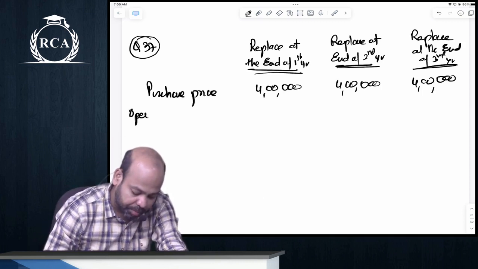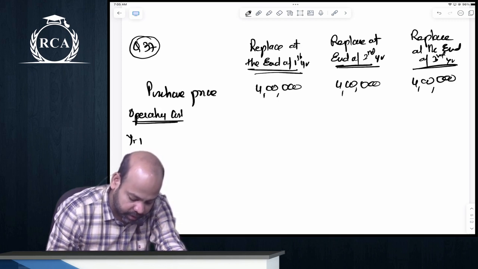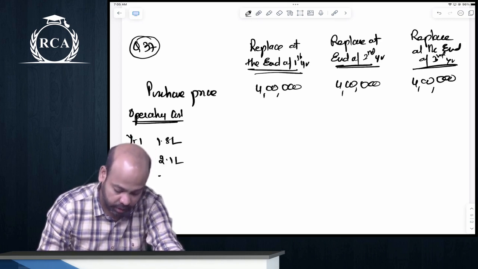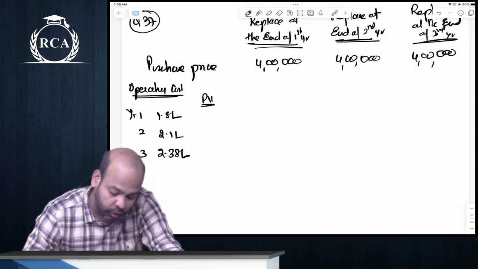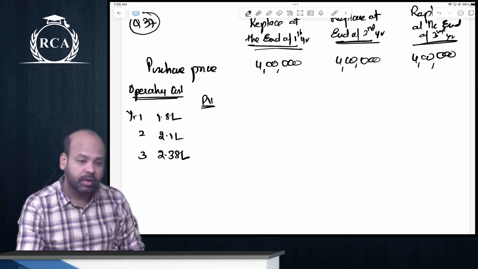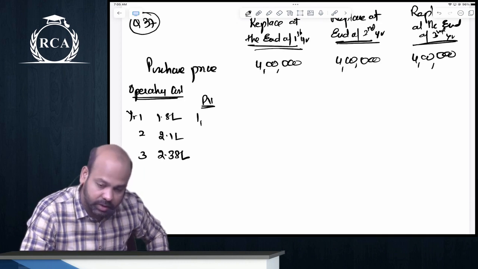When you talk about your operating cost, what is the operating cost for year 1? 1,80,000. Year 2 operating cost is 2,10,000. Year 3 is 2,38,000. Can someone compute the present value of 1,80,000? Cost of capital is given as 10%. So that will be 1,63,636.